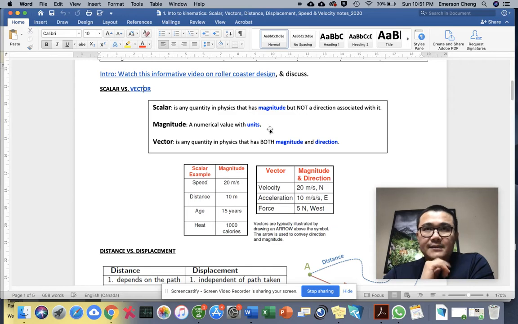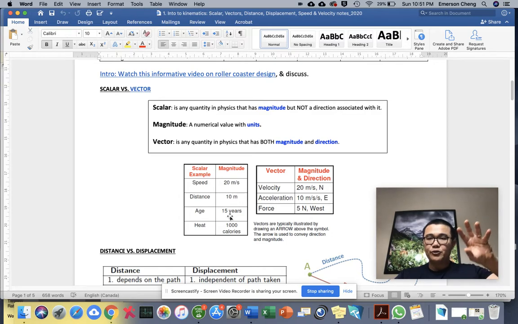But in terms of physics, we're talking about something called vectors versus scalars. So vectors and scalars, it's very important. Now, scalar, as you see here, is any quantity in physics that has a magnitude but not a direction associated with it. Magnitude is a numerical value with units. So speed will be a scalar example. Distance will be a scalar example. Age will be another scalar example. You have a certain quantity, a certain amount, but there's no specific direction.